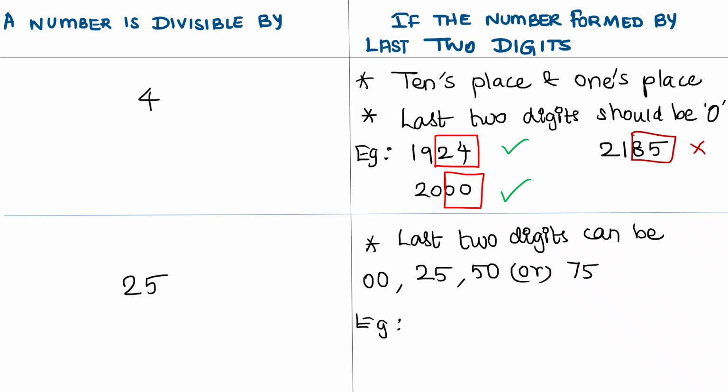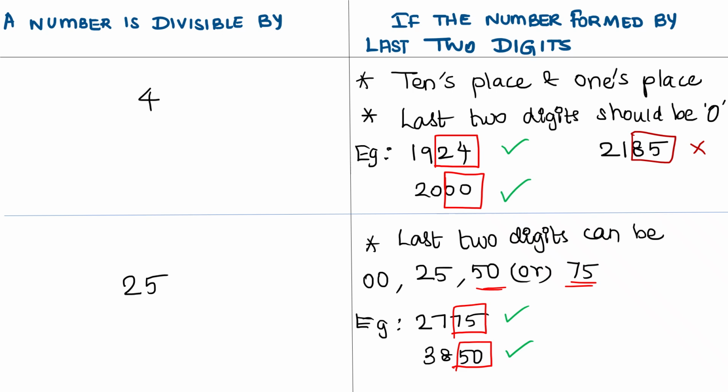If I take a number here, 2775, the last two digits are 75. According to our condition, we have 75. Therefore, I will tell the whole number is divisible by 25. Now let's take another example, 3850. The last two digits are 50. Here we have a condition that is 50. Therefore, the whole number is divisible by 25.